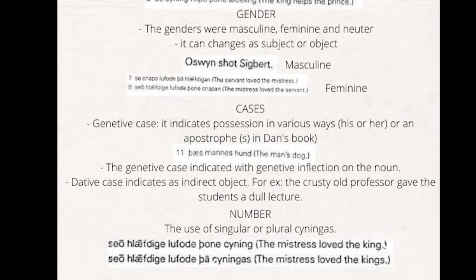And the last one is number. It uses singular or plural, which is the same as in present day English. It of course depends on the case and gender. So we can see in the example, shining and shining plus es is different. So that's all. Thank you.